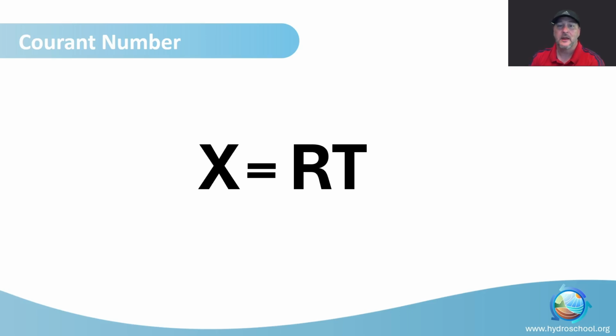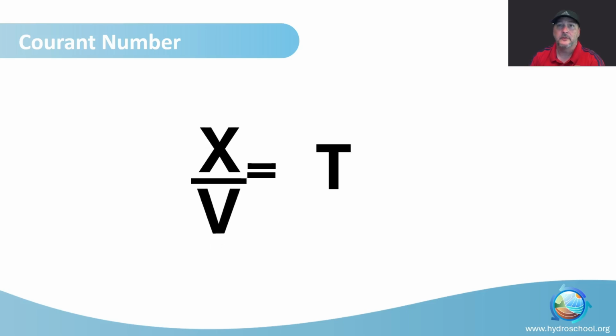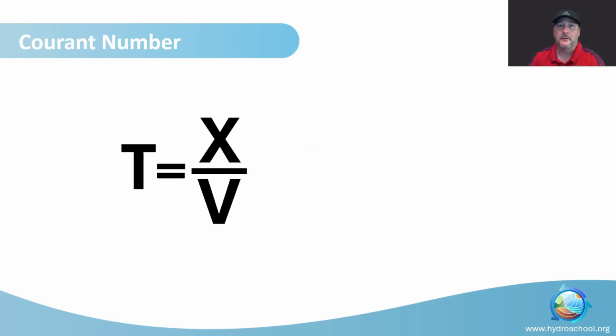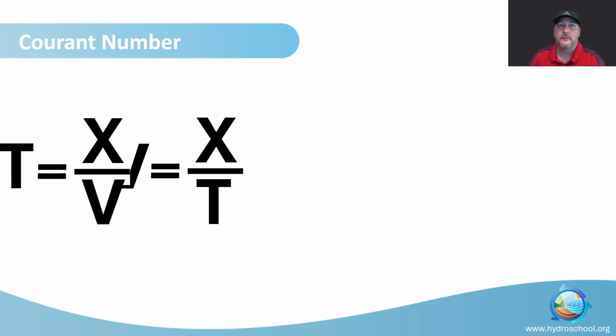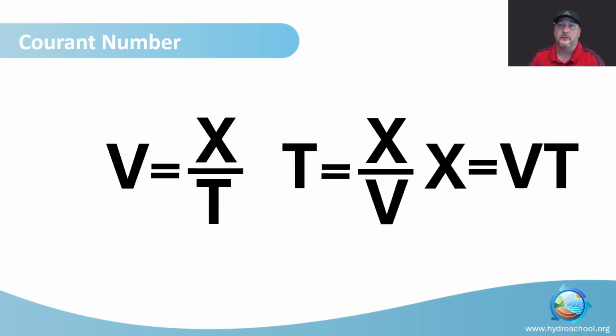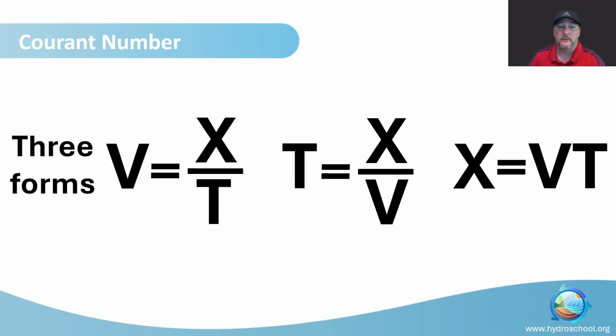So all we need to do to get back to the Courant number is to replace this d with an x, and we replace the r with a v, and now we've got x equals vt. So if we wanted to swap those around and solve this one for t, we'd have t equals x over v. So if we take that to the other side, we can swap it around again and swap the v and the t, and now we've got v equals x over t. So we've now solved this one 3 different ways. So it's really just saying the same thing with 3 different forms.